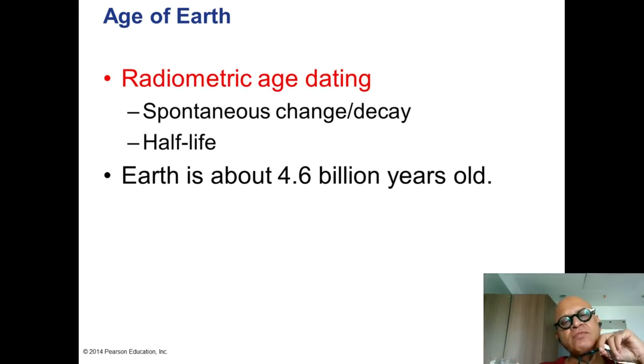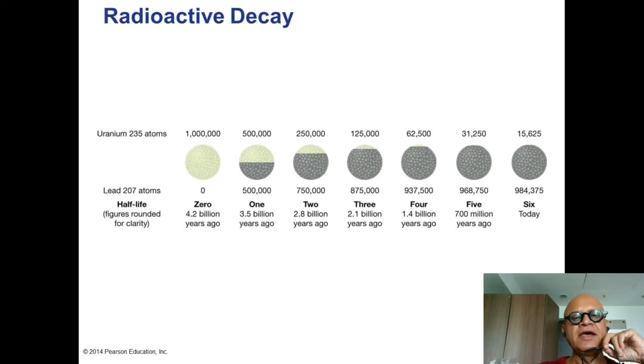We say about because the data still keeps coming in. You look for the oldest rocks, we try to date them, and so on. So the concept is simple. So you start with uranium-235 atoms, which are a million in number, let's say. 235 is the mass number, and it decays spontaneously into lead-207. So you need to figure out the half-life of uranium-235 to go into lead-207.